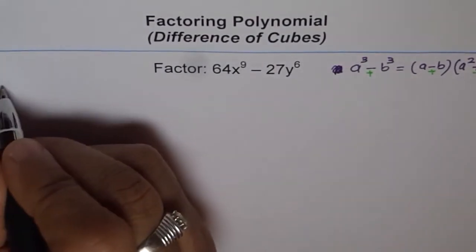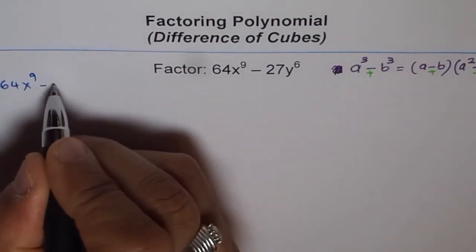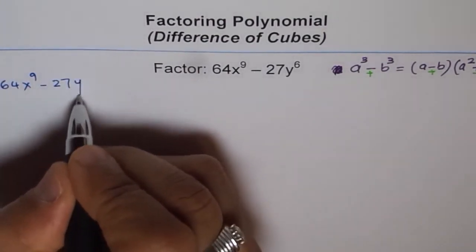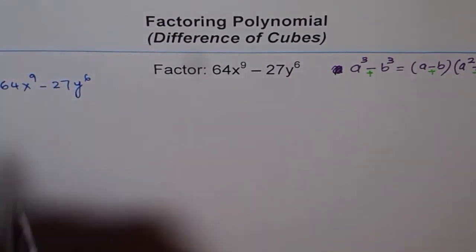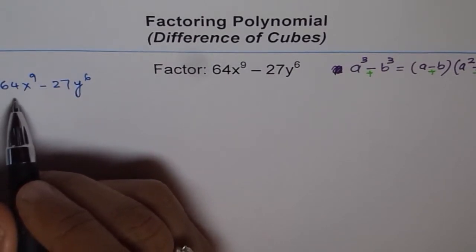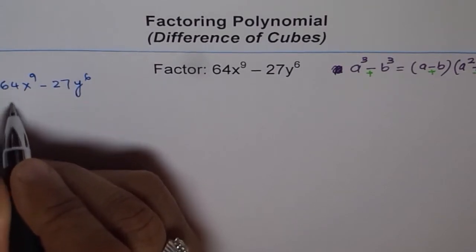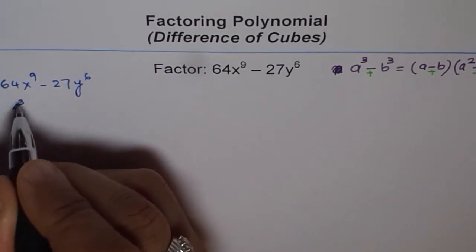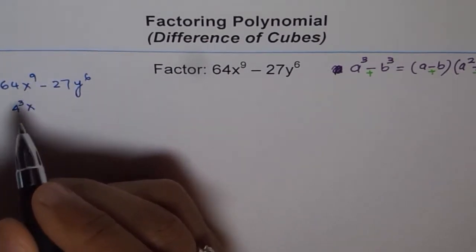64x to the power of 9. Let me rewrite this here: 64x to the power of 9 minus 27y to the power of 6, right? How can I write this as a cube? Now 4 cube is 64: 4 times 4 is 16, 16 times 4 is 64. So I can write this as 4 cube, right? So 4 cube is 64 and x to the power of 9 is x cubed to the power of 3.